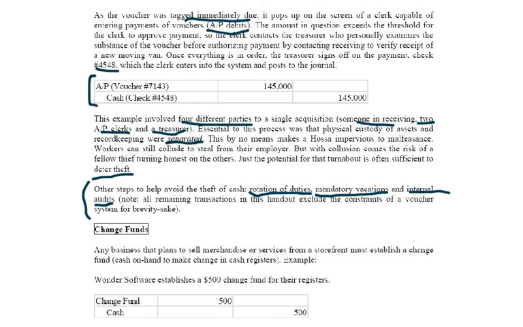All right, now we will begin the concept of a change fund, and then I will hand this off to the next installment. So change funds, again, we talked about that earlier as a possibility. If you're going to have a storefront, a brick and mortar store, you have to establish a change fund as cash on hand to make change in your cash register. So again, we're going to have Wonder Software establish a $500 change fund for their registers. Simple transaction, just change fund debit, cash credit for $500.